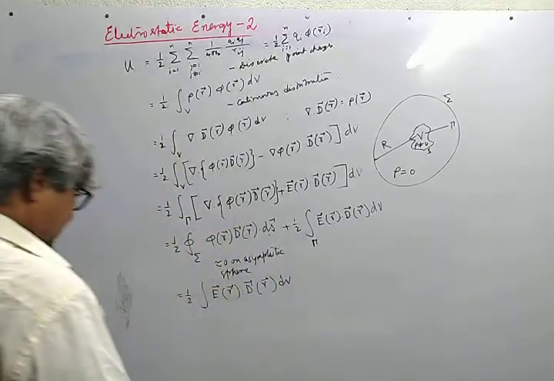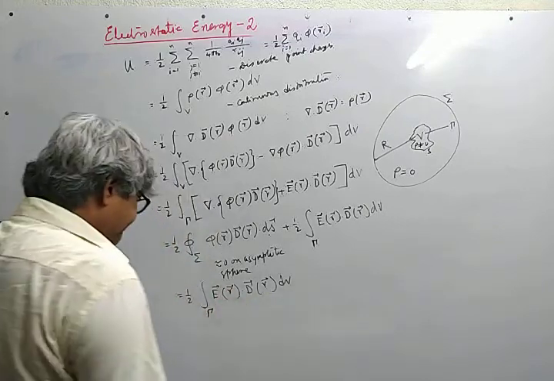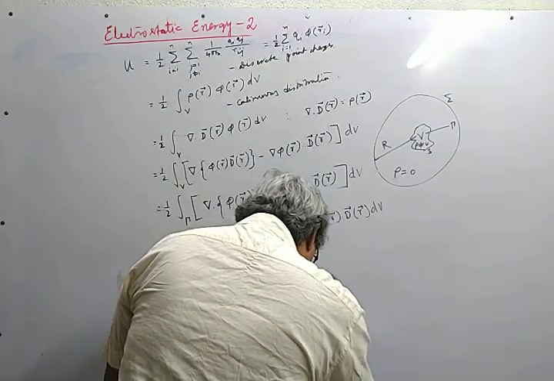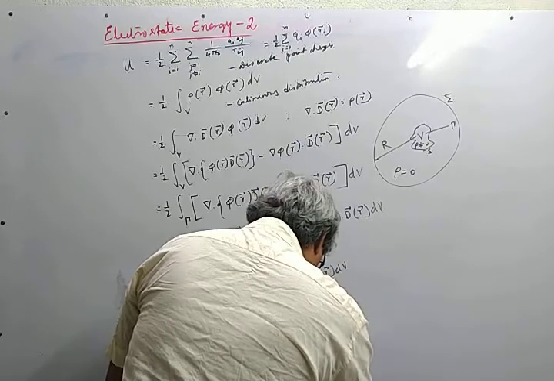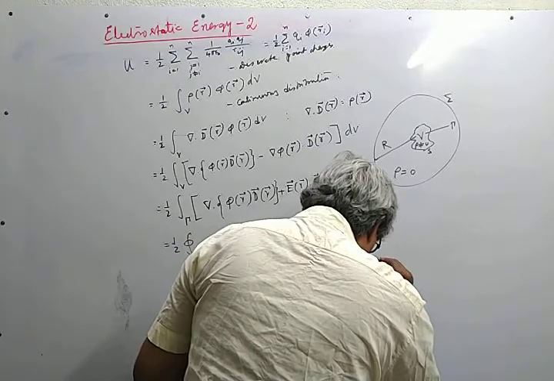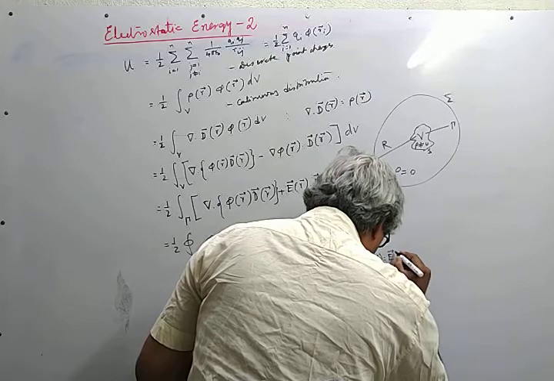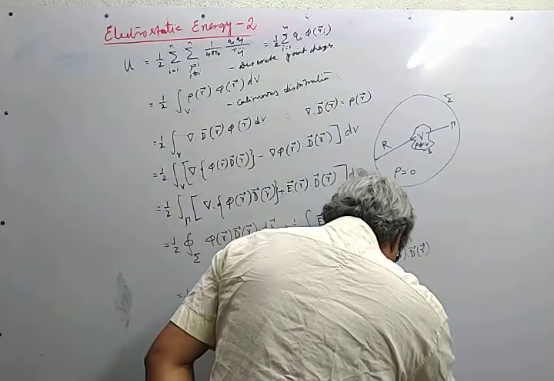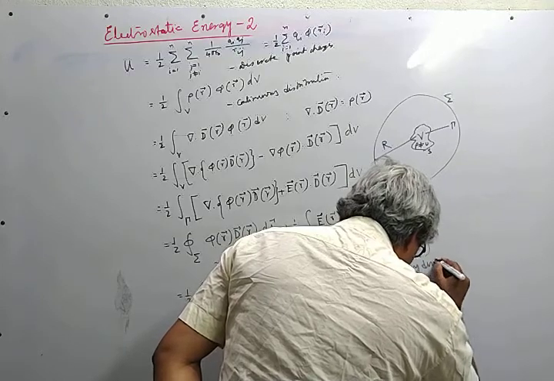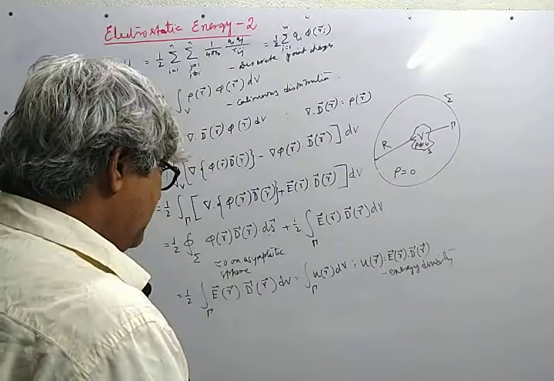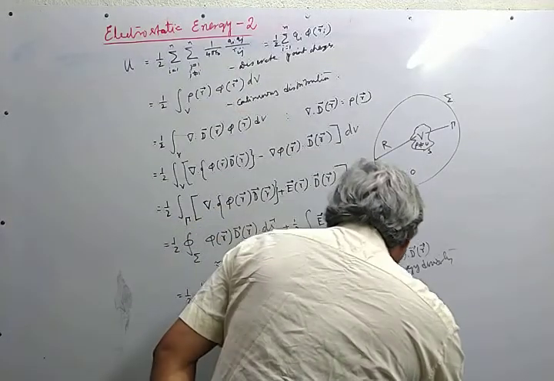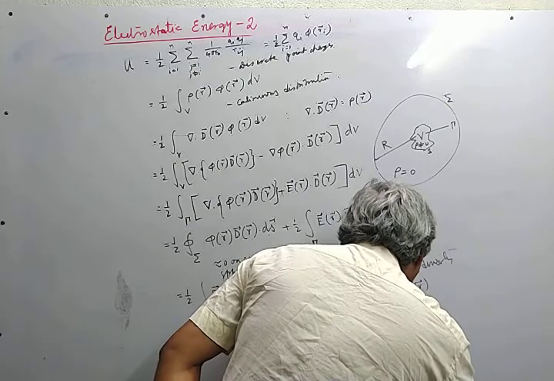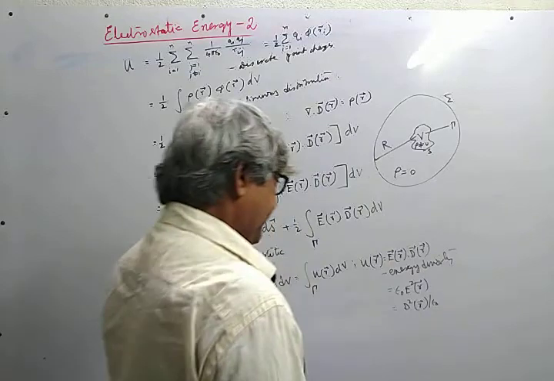We immediately can speak of energy density, and we write it as U of r dV over all space, where U of r is equal to E at r times D at that same point. This is the energy density, that is energy per unit volume. And for a linear isotropic medium, this is epsilon 0 E square r, or it is D square r by epsilon. This is the energy density.